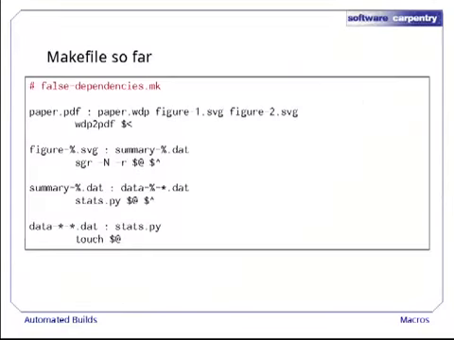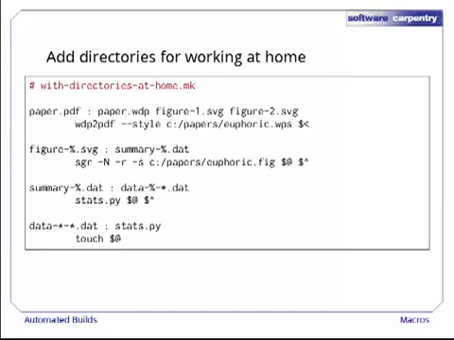Let's start with the makefile we've written so far. The brute force approach is to just add the two new dependencies like this. As you can see, though, there's some redundancy here. We're specifying the same directory twice.